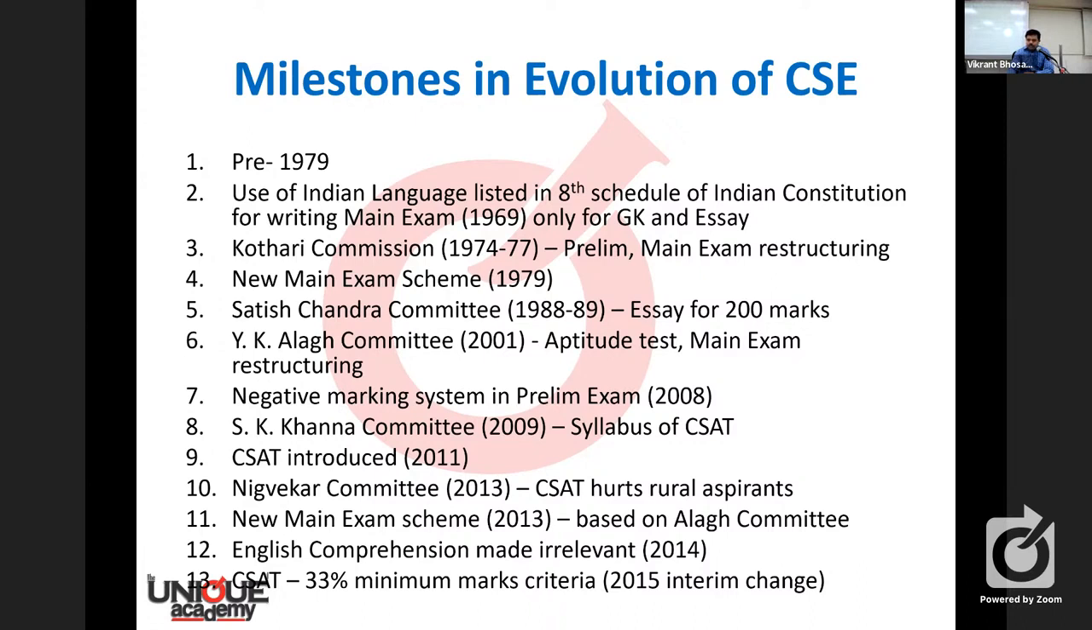So they first removed English comprehension in 2014, and in 2015, CSAT was made qualified. So after 7 years, the status of CSAT still is a qualifying paper in prelims, where you need to score minimum 33% of 200, that is 66 marks. Then your GS score is taken into account, and according to cutoff, your eligibility for main exam is decided. Is that clear? All right.